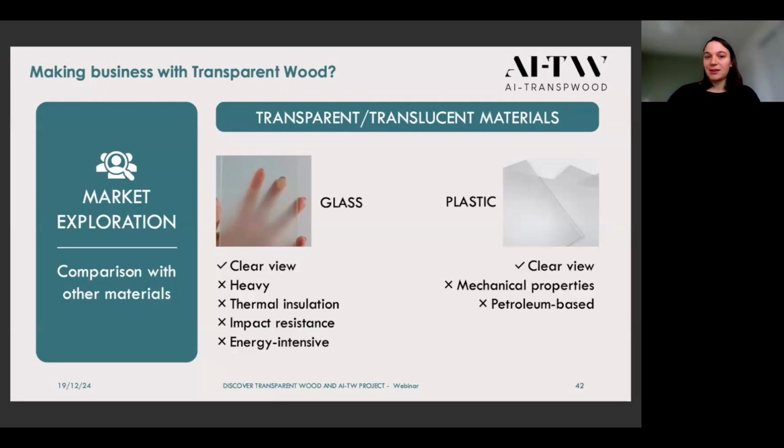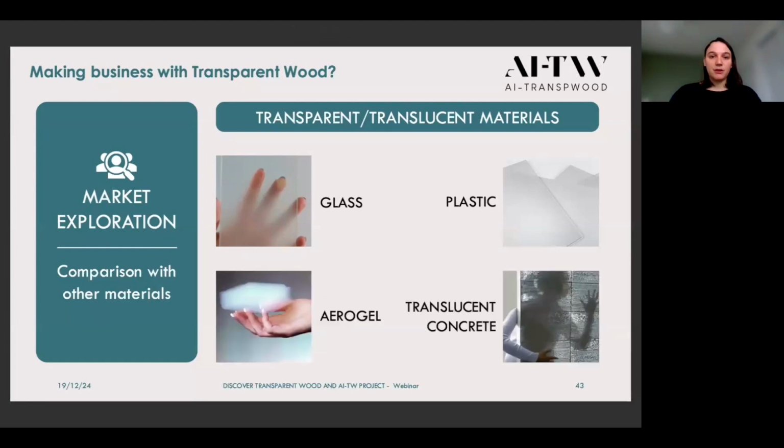Transparent wood typically has less of a clear view, as you could see with the samples, but it also has benefits over these materials. For example, it is lighter than glass, it is more insulating, more impact resistant, and avoids the energy-intensive process of glass making, meaning that it can be relevant in some of glass's applications. Regarding plastics, it can have higher mechanical properties, as well as avoiding the use of fossil petroleum-based materials. So that's an interesting direction as well.